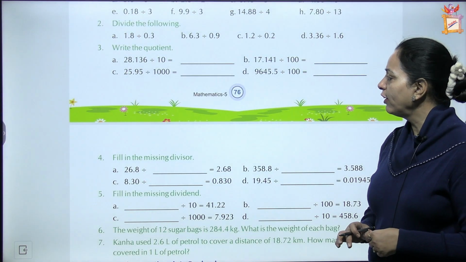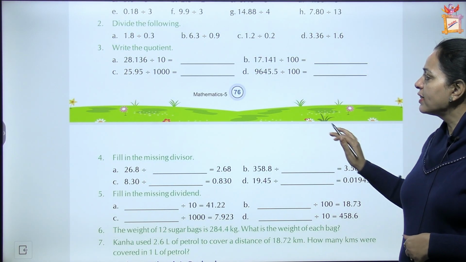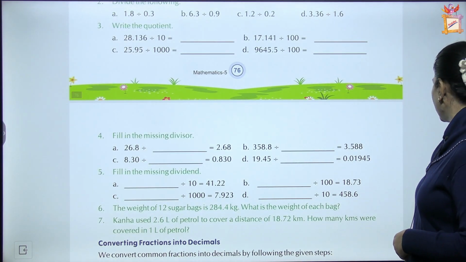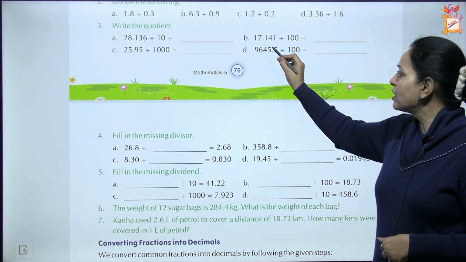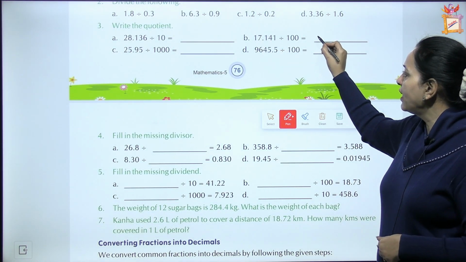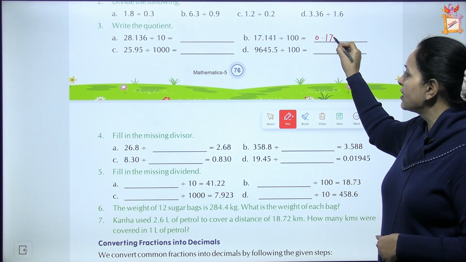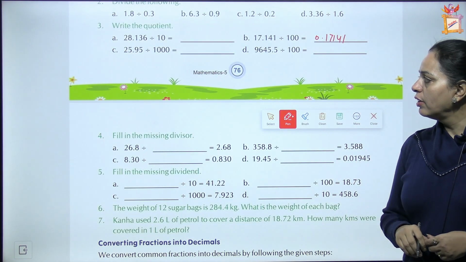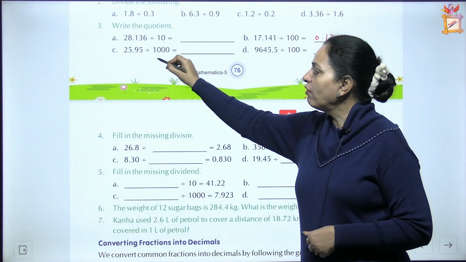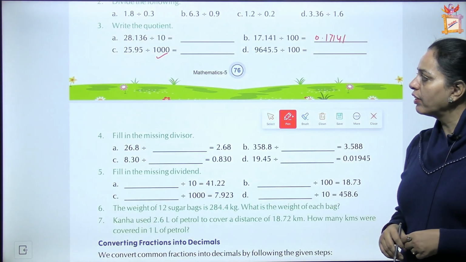The third one, write the question. Like B part: 17.141 divided by 100. So the decimal will go to the left side. Answer is 0.17141. Now C part: 25.95 divided by 1000.